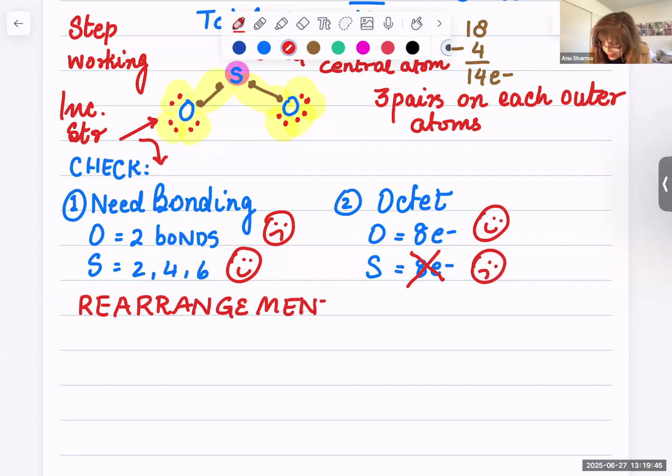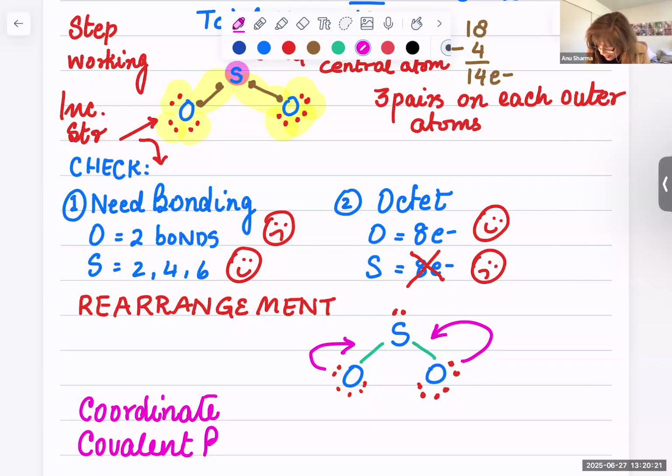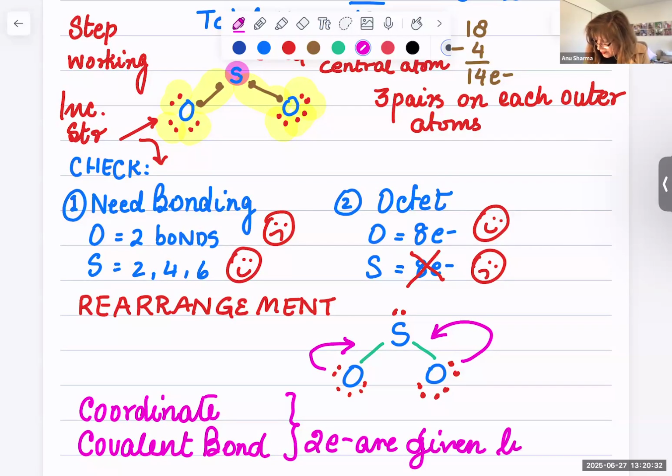And in the rearrangement, what are we doing? We are now looking at sulfur here, oxygen here, oxygen here. This oxygen has 1, 2, 3, 4, 5, 6, and 1, 2, 3, 4, 5, 6. Somebody has to give the electrons, so here we see this oxygen gives 2 electrons. And then this oxygen can also give 2 electrons. And when that happens, these are actually coordinate covalent bonds. A coordinate covalent bond forms when 2 electrons are donated by 1 atom. So oxygen is giving those 2 electrons.